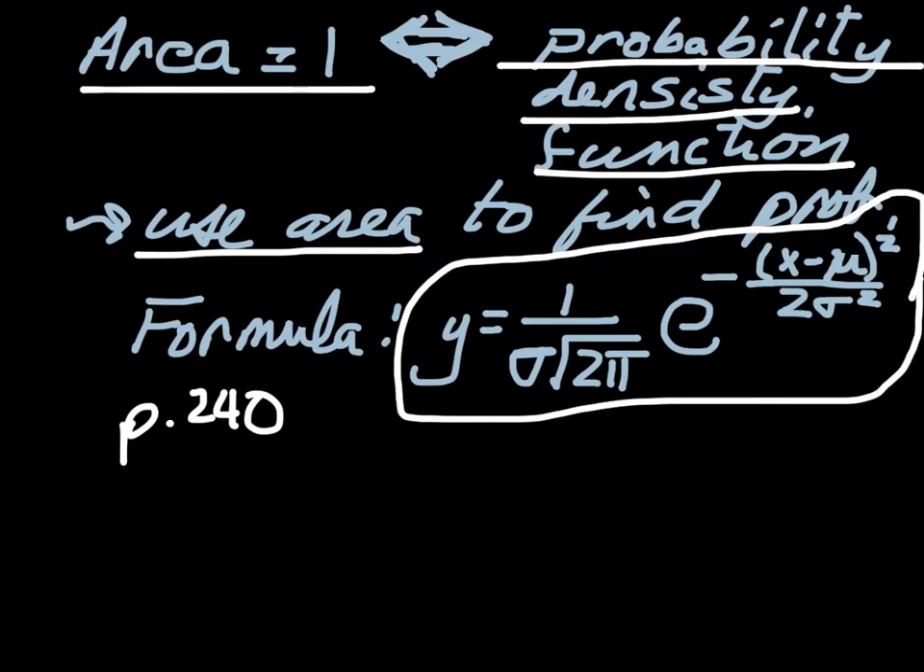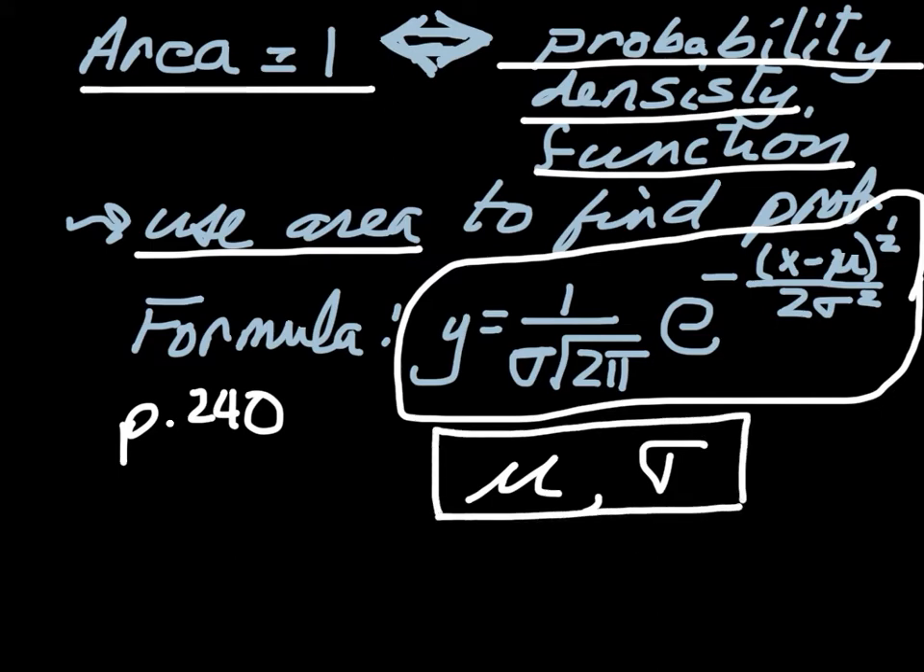Pi is actually a number, x is the variable, e is a number. So the only real variables in here are the mean, mu, and the standard deviation. And so all normal curves depend exclusively on their mean and standard deviation. If it's the standard normal curve, then the standard deviation is equal to 1, and the mean is equal to 0, and you can see that that would simplify this formula quite a bit.